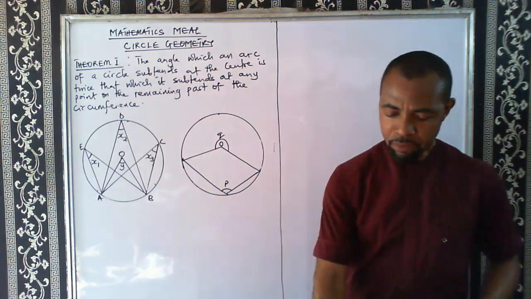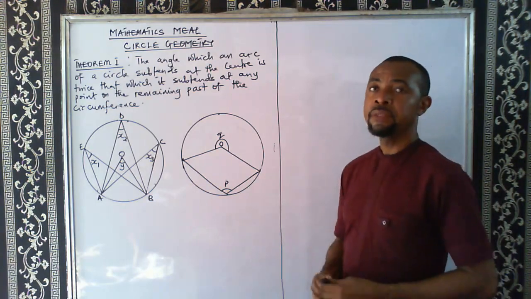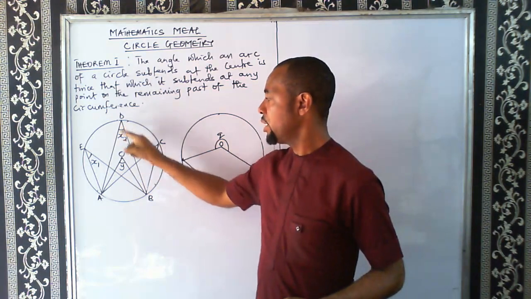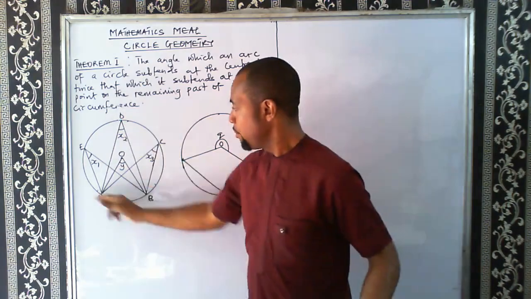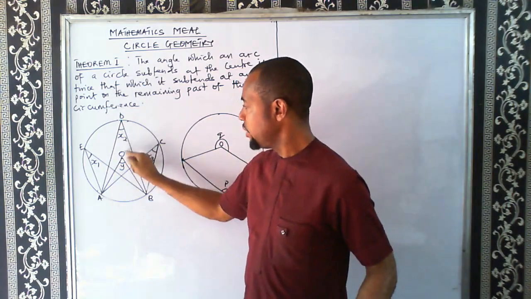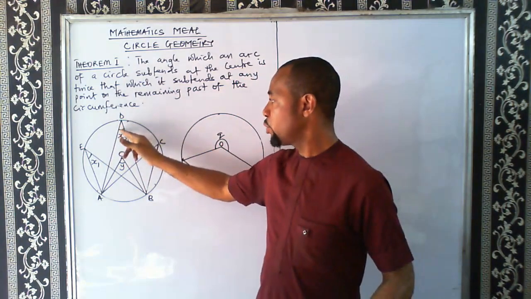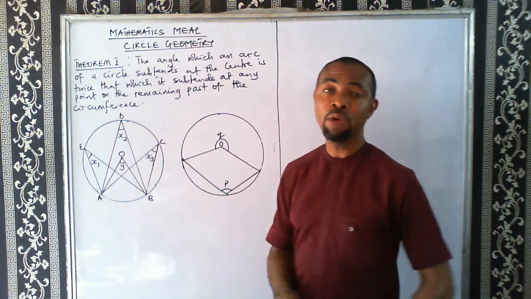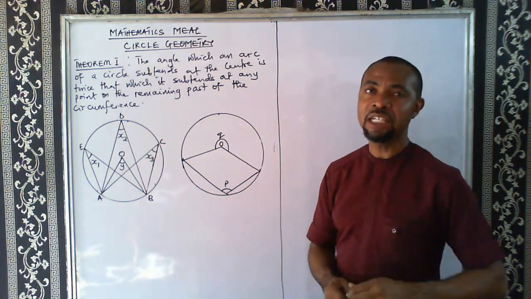Now, let me put this theorem in another way. Commonly we say twice angle at the circumference is equal to angle at the center. So in this particular diagram, the center is O. So we are saying that twice angle at the circumference, 2 times the angle at the circumference, will give us the angle at the center. That's the short form of saying it, but we must understand something.